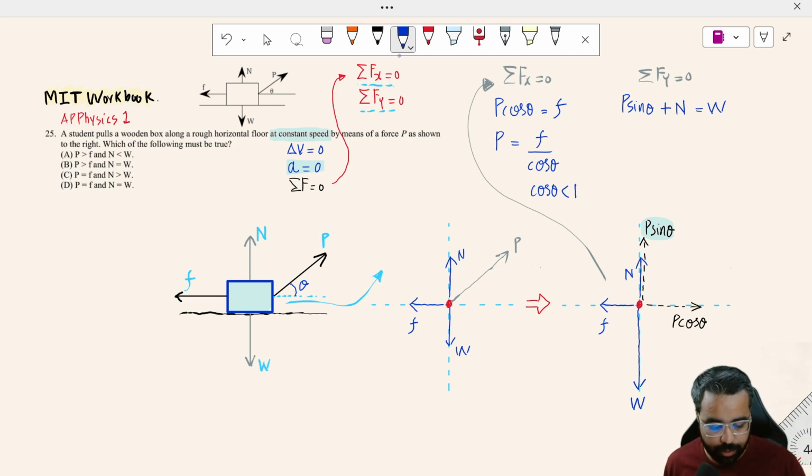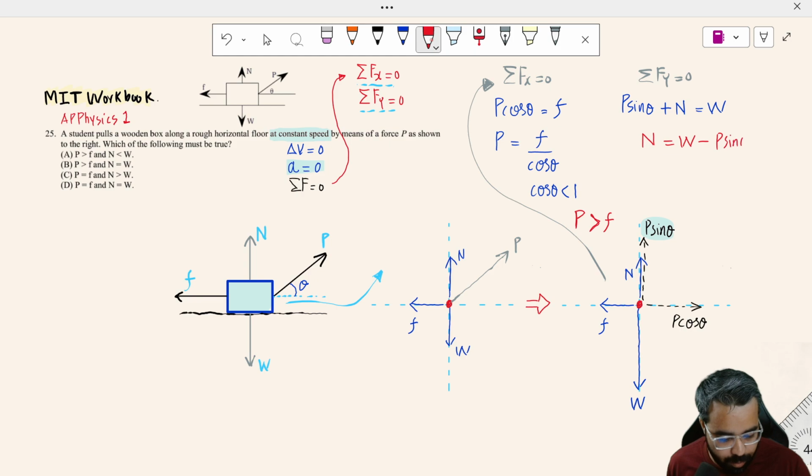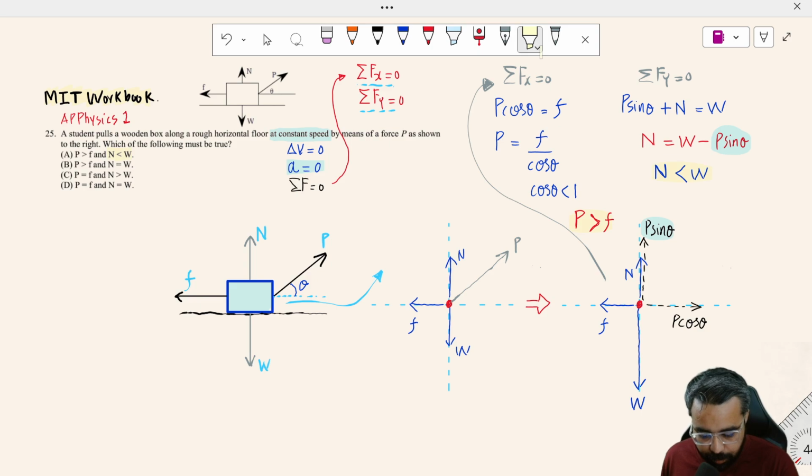For any angle, it is always less than 1, which clearly means that this force P will be more than the force F, because the denominator is smaller than 1, so it will make it larger. And what about N? It equals W minus P sine theta. So this is a force that is subtracted from W, which makes the normal force less than W. All right, so these are the two things that we should select in this question. So that should be option A.